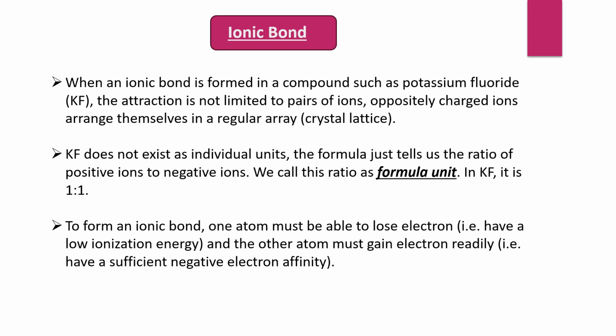To form an ionic bond, one atom must be able to lose electrons, i.e. have a low ionization energy, and the other atom must gain electrons readily, i.e. have a sufficient negative electron affinity.